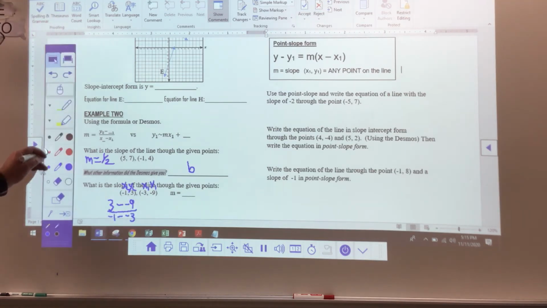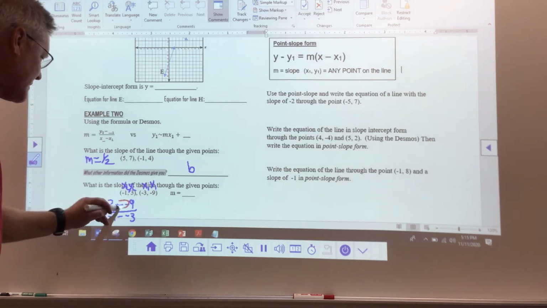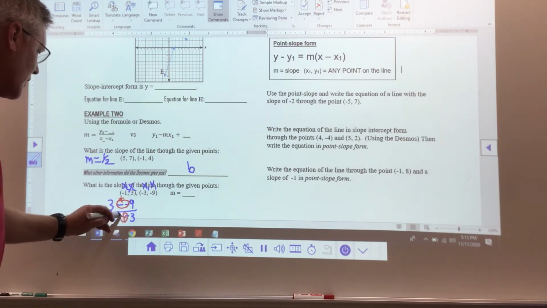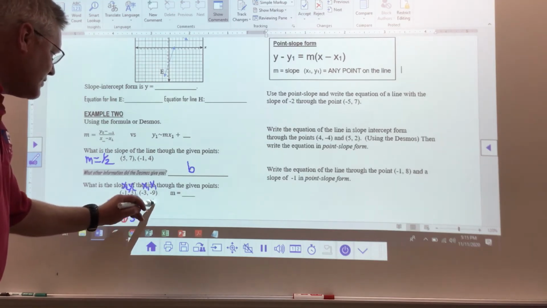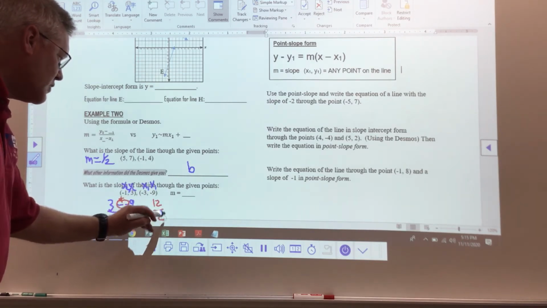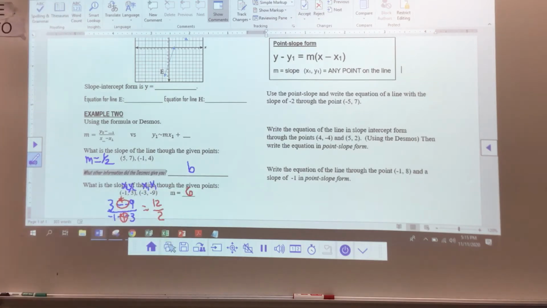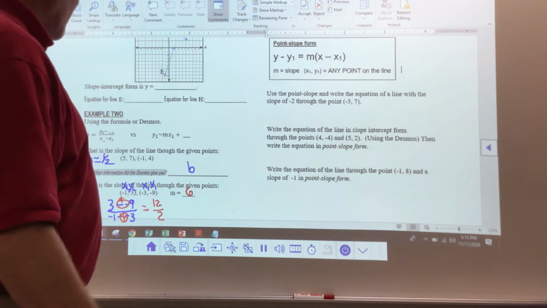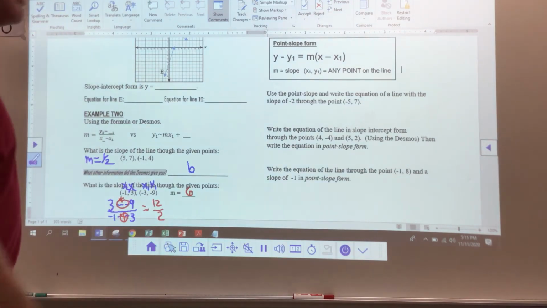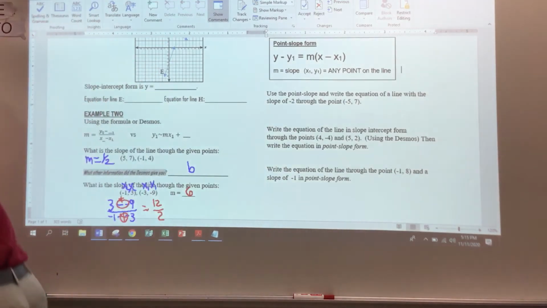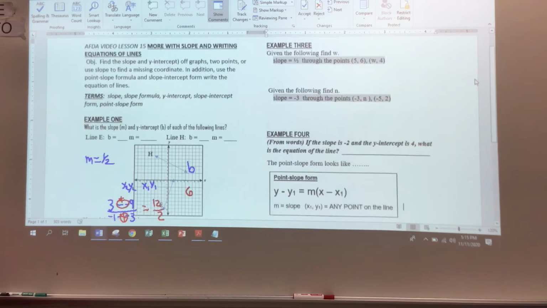Well, right here, folks, minus a negative changes both of those to positives. So I've got 3 plus 9, which is 12, all over top of negative 1 plus 3, which is 2. So I think my slope there is going to be 6. Check it out and see if we did that right. Again, you could have used your Desmos for that, totally up to you. But let's head over to example 3. See what we have going on over here.